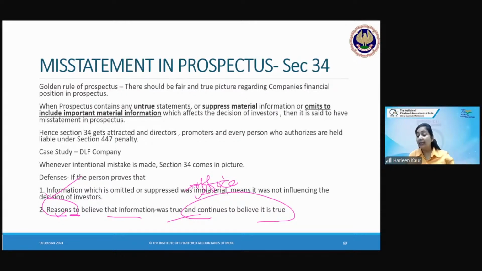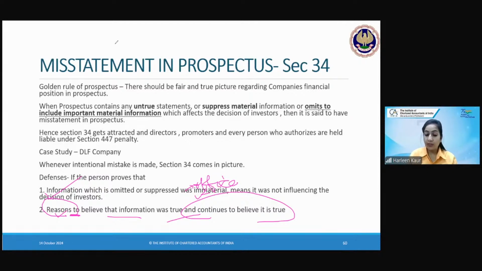Till what date? Till the final issue of the prospectus, we continue to believe that whatever is given over there is true. So they have to prove this point. The burden of proof lies on the people who are making this kind of statements that number one, the information that has been omitted or suppressed is not material. It is not influencing the decision of investors. And number two, we had the reasons to believe that the information which was given was true, and we have relied on that information and he continues to believe that it was a true information. In that case, it will not be considered as the mistake on behalf of the directors and promoters, whosoever they are.